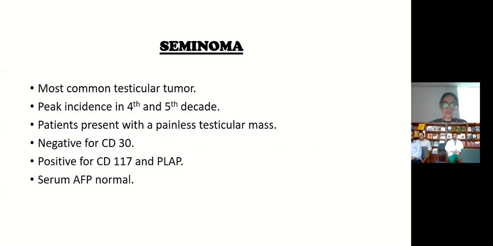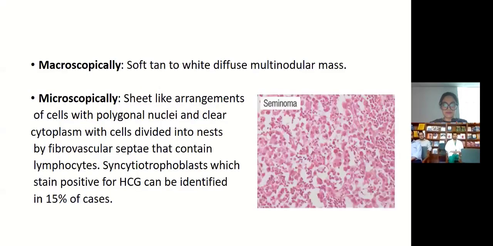Seminoma is the most common testicular tumor. Its peak incidence is in the 4th and 5th decade. Patients present with a painless testicular mass. It stains negative for CD30 and positive for CD117 and placental alkaline phosphatase. Serum AFP is normal.